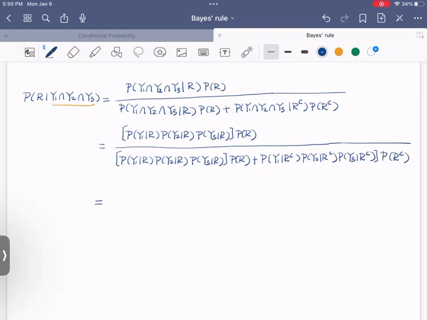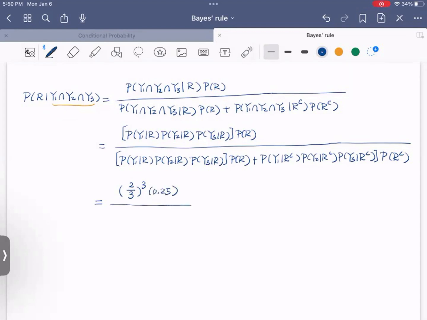And what is P of Y1 given R? That is the probability that your first friend does not lie. So the probability is 2/3. And the second and third friends have the same probability of not lying. So 2/3 to the 3, and then times P of R, 0.25.